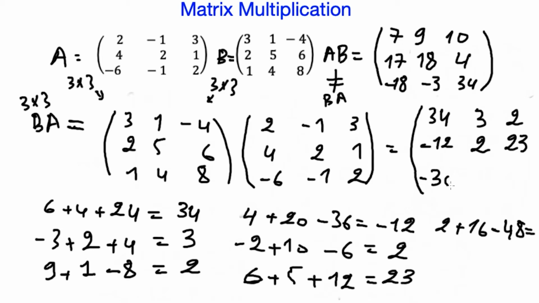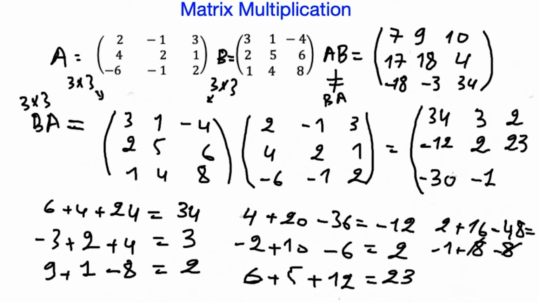minus 30. And the entry at this position is this row times this column, so it is minus 1 times 2... 4 times 2 is plus 8. 8 times minus 1, which is minus 8. Adding these up, we will get minus 1.